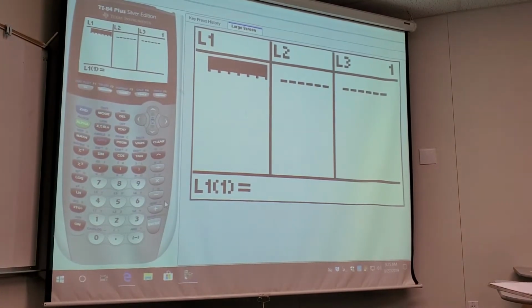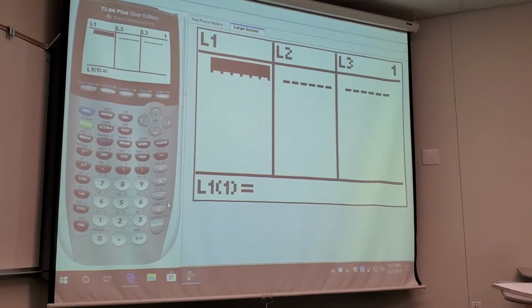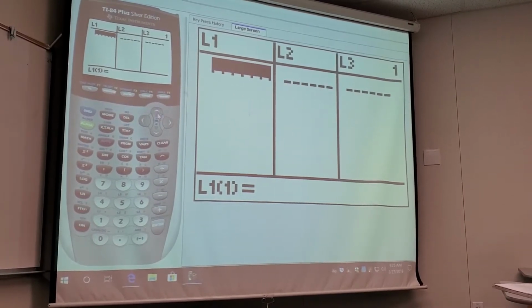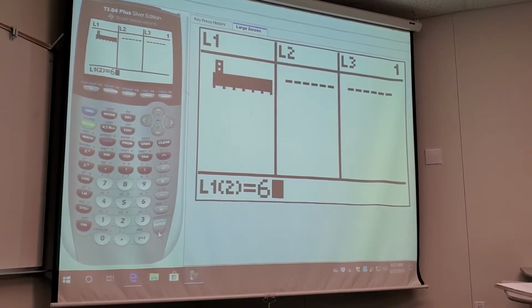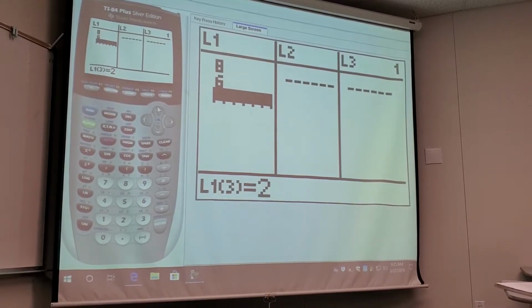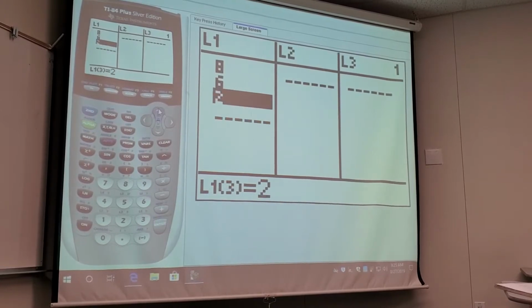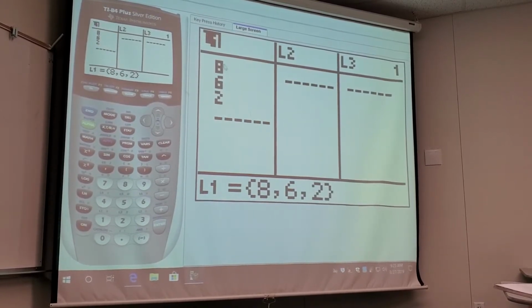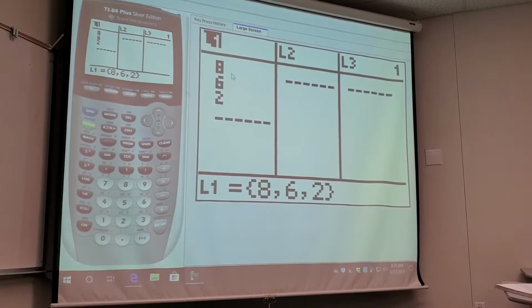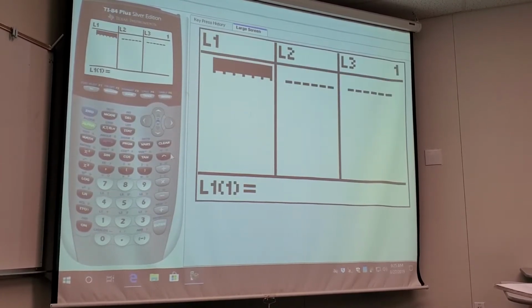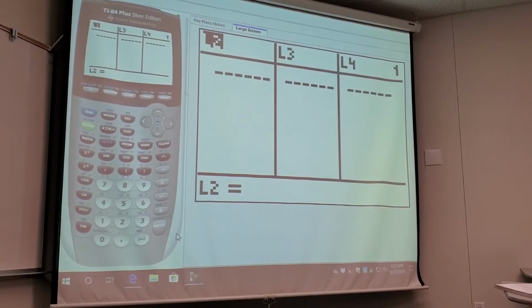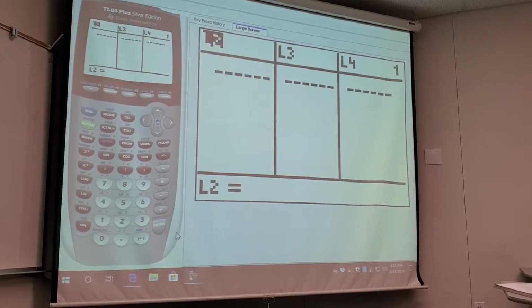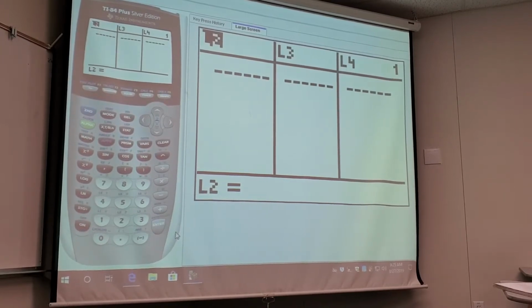So let me show you two things. If you have data in one of the lists, go in there. Go up to the list name, see where it went all the way up to list 1? Hit clear, not delete, and that'll clear it out. If I go up there and I hit delete, I've killed list 1.